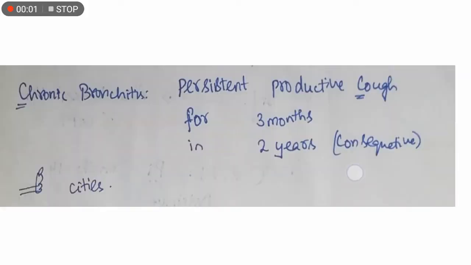Chronic bronchitis. Chronic bronchitis is defined clinically. It's nothing but the persistent productive cough for a period of 3 months in 2 consecutive years. It especially affects people who are smokers, cigarettes, and cities. So C for chronic, C for cigarette, C for cities, and C for cough.